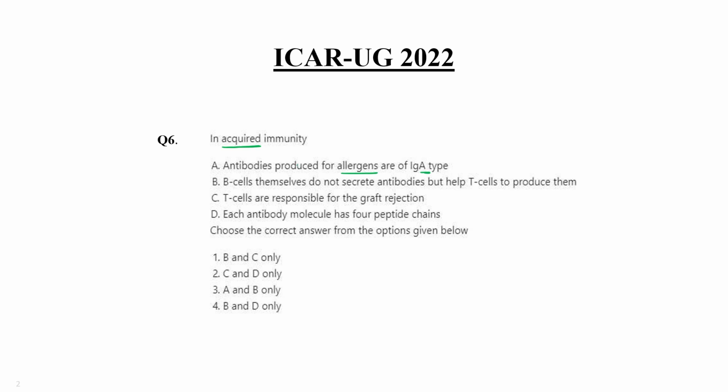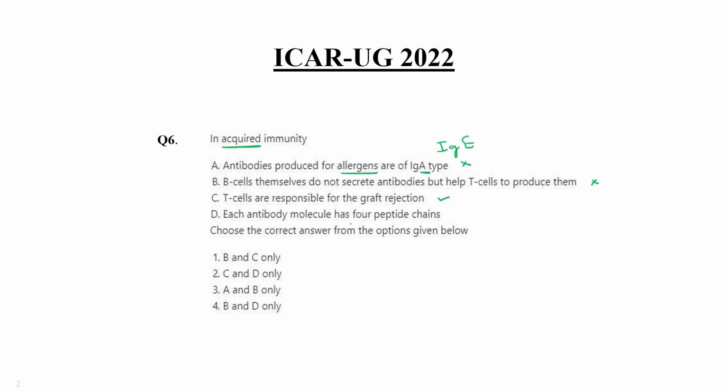So now let's analyze all 4 statements. Antibody produced for allergen is of IgA. No, this one is IgE. So this statement is wrong. B cells themselves do not secrete antibody but help T cells to produce them. This is again a wrong statement, because B cells themselves are able to produce antibody and T cells help them to produce the antibody. So this one is again wrong. T cells are responsible for graft rejection. Yes, this one is a correct statement.